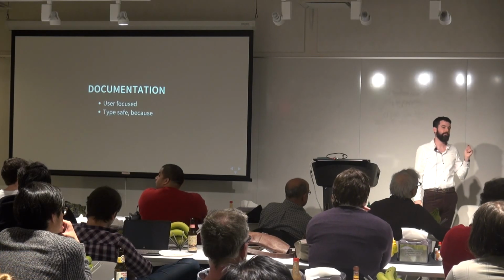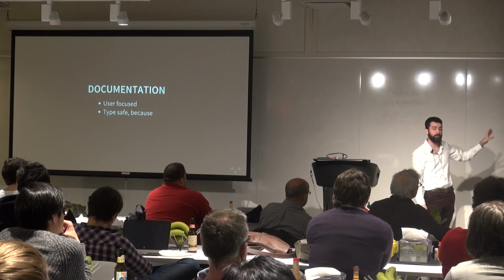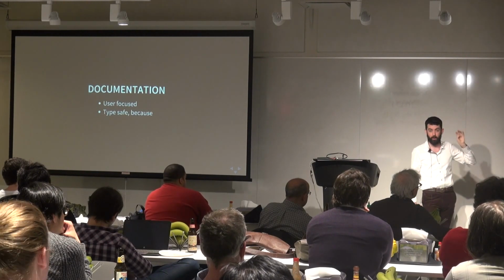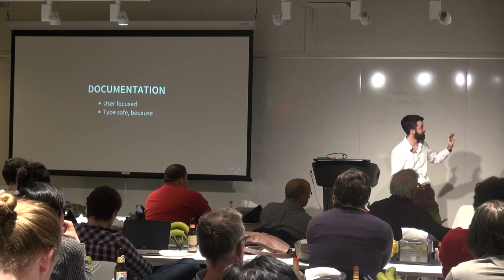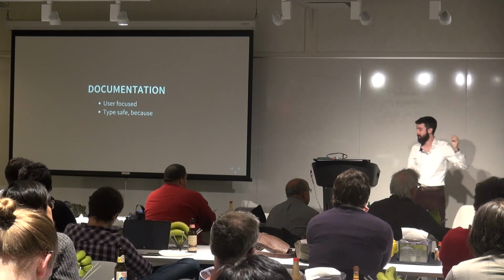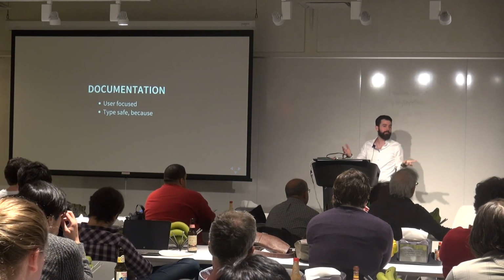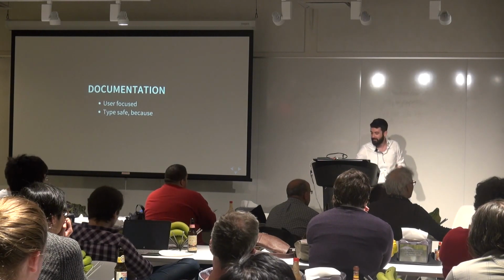So our requirements for documentation were that we wanted it to be user-focused. We don't want this to be for our developers. This is documentation for people consuming our API. And we want it to be type-safe because... Do I need to explain why it should be type-safe? I don't know. This seems like a crowd that appreciates that.